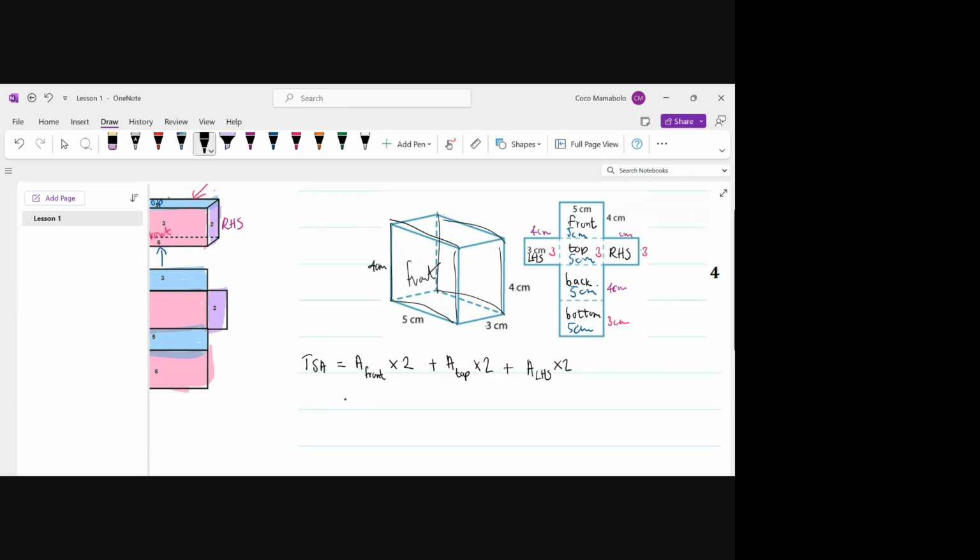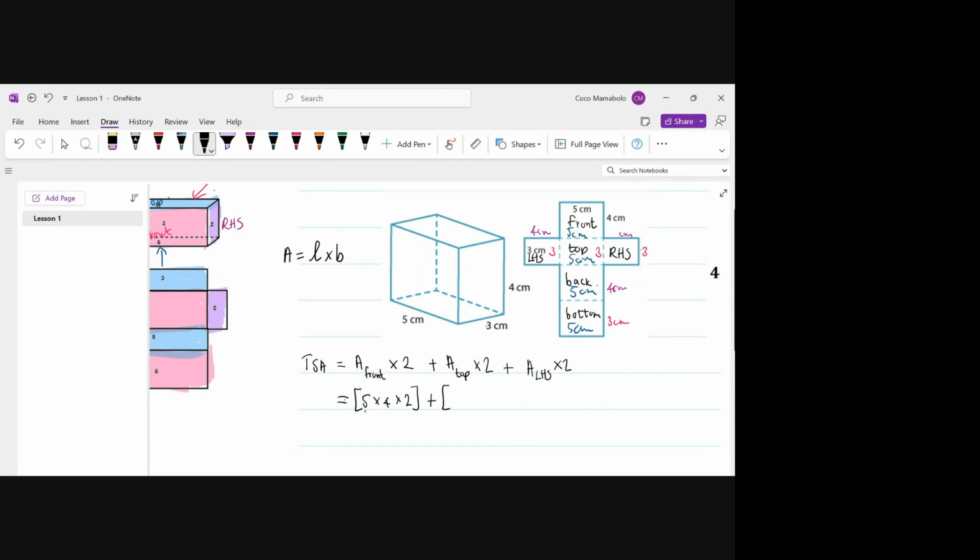So let's put all of these together. Now, because this is a rectangular prism, this is made of rectangles. So we need to know the area of a rectangle in order to calculate this. And we know that the area of a rectangle is length times breadth. All right. So if we want the total surface area, the area of the front is going to be the length, which is 5, times the breadth, which is 4. So 5 times 4 times 2, close brackets, plus the area of the top.